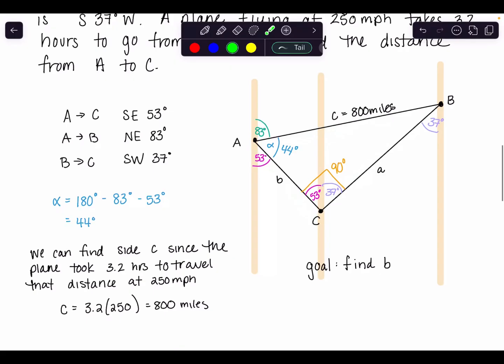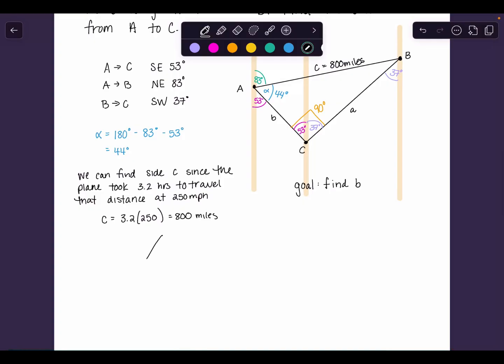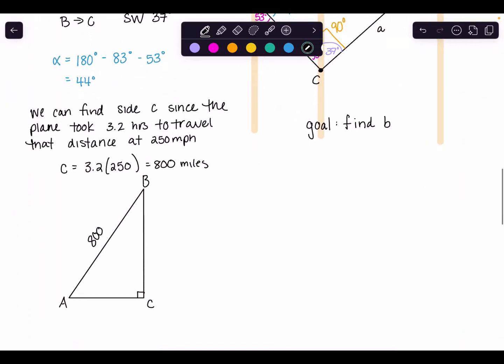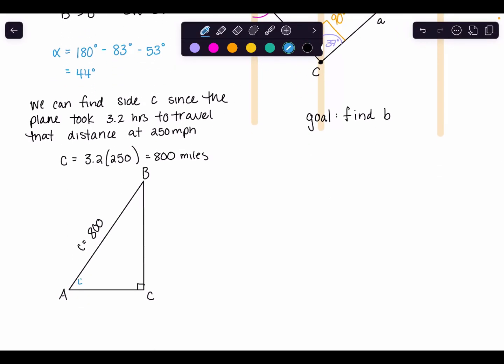So what I'm going to do is take this triangle and turn it in a better way so we can actually go through our calculations. We've got our right triangle. Here's our right angle with C. This is A. This is B. This side is 800 miles, which is C. This angle is alpha, which is 44. And my goal is to figure out what B equals.